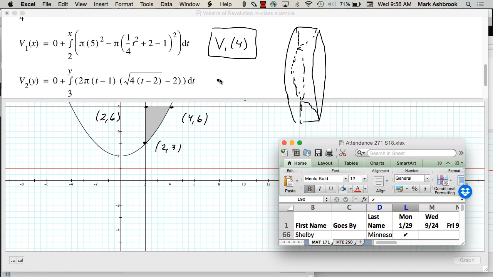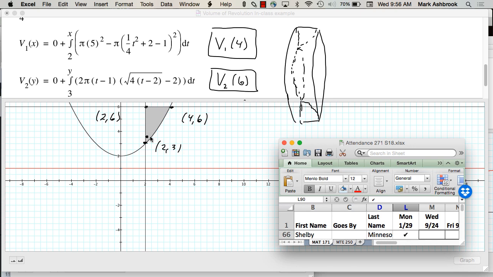Or, what else? V2 of 6. Why? Because these accumulation functions track the volume as that shell is being filled up with these cylinders. So to get it all the way filled up, we want to set x equal to 4, meaning the whole accumulation of those cylinders all the way up to 4, and then we've reached the actual volume.